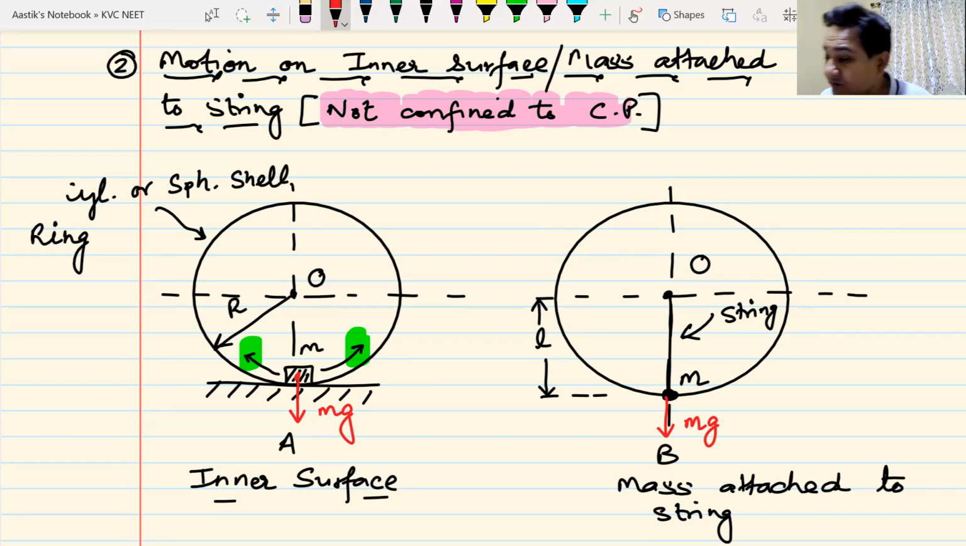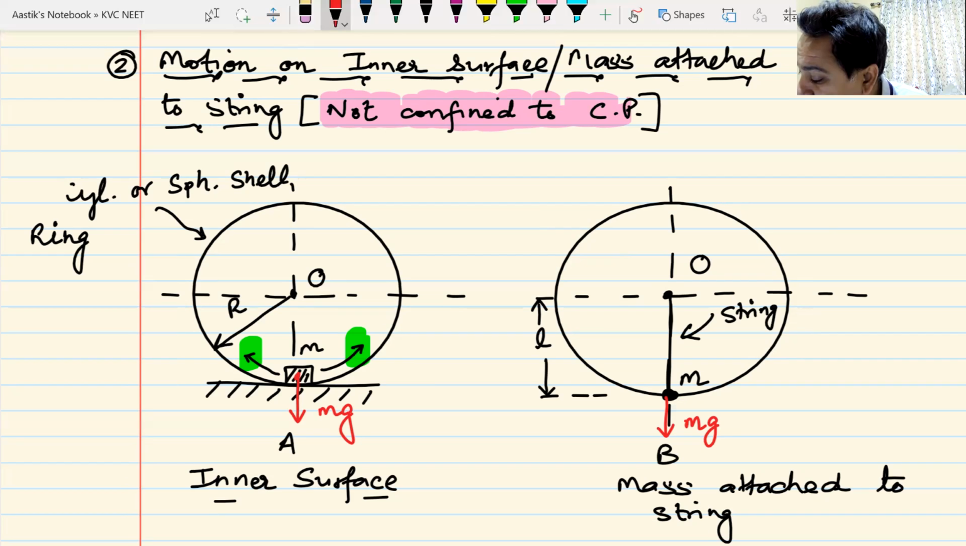Now I ask you this question. Gentleman A and gentleman B. Gentleman A is on the inner surface of a circular track. Gentleman B is attached to a string of length L. What is making gentleman A move on the circular track is definitely not its weight. What is making gentleman B move on a circular track? Definitely not its weight mg. Can anyone give me an answer? What is making both of these gentlemen move on a circular track?